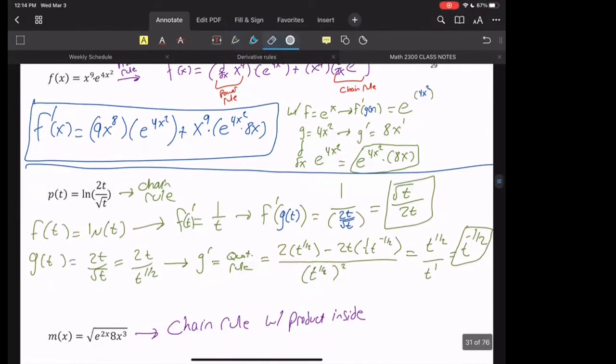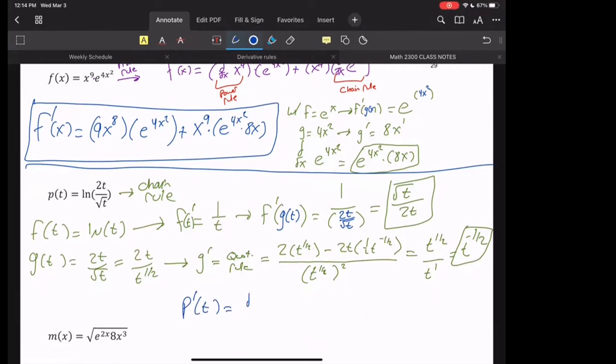And so we can write down our final answer, right down the bottom here. P prime of t is f prime with g plugged in times g prime. And that can also be simplified. We can talk about simplifying it if you guys are interested. I guess I'll just write down the final answer. If you want to simplify it, it turns into 1 over 2t, because you kind of have the square roots cancel.